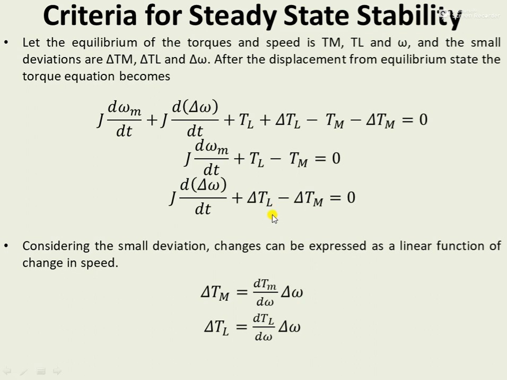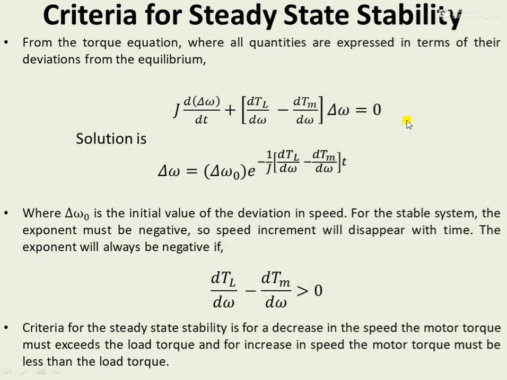Expressing these small deviations in load torque and motor torque as a linear function of change in speed, we can write delta Tm as dTm by d omega into delta omega and delta TL as dTL by d omega into delta omega. Thereafter make the substitution in this relation. So this relation gets simplified into this particular form. Further dividing this whole relation by J and bringing the second term to the right hand side, we will be getting this relation in the standard form dy by dx is equal to ky.